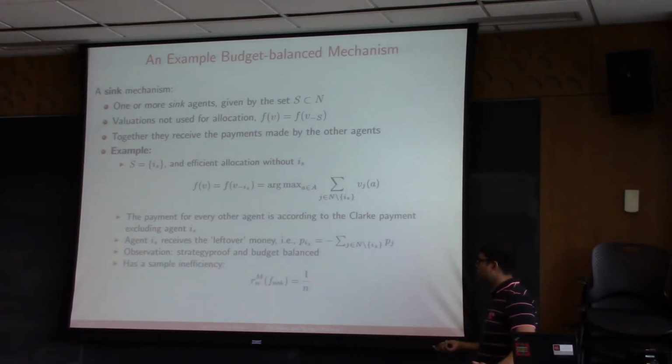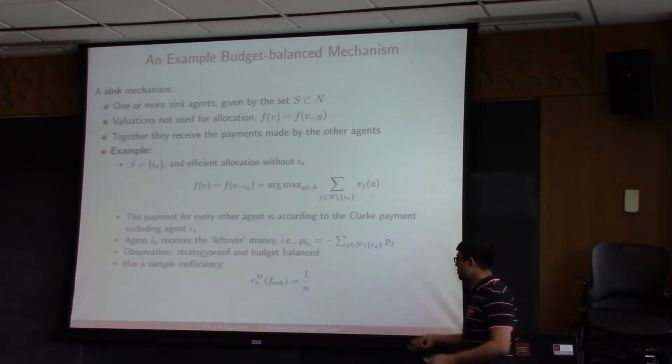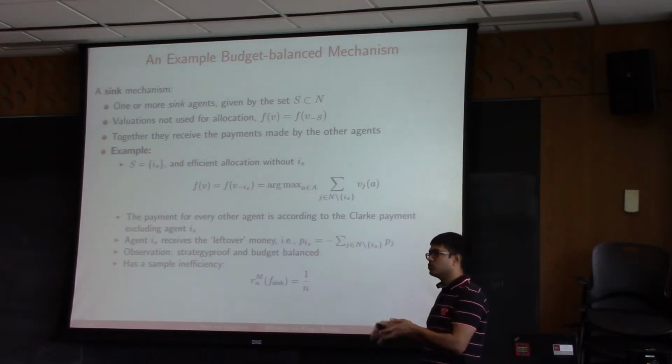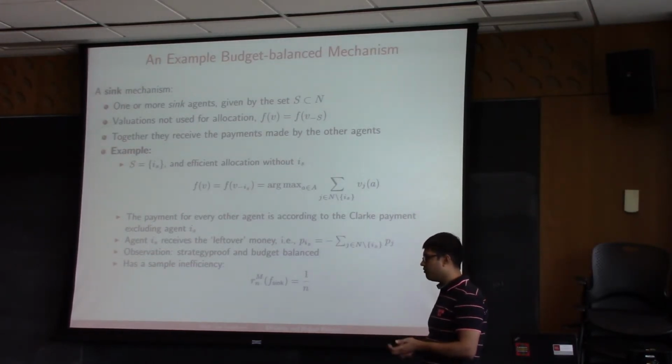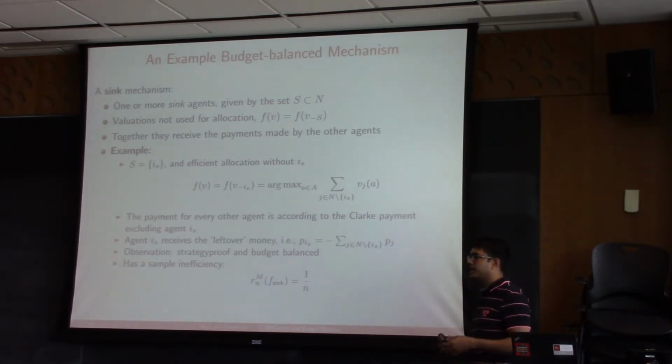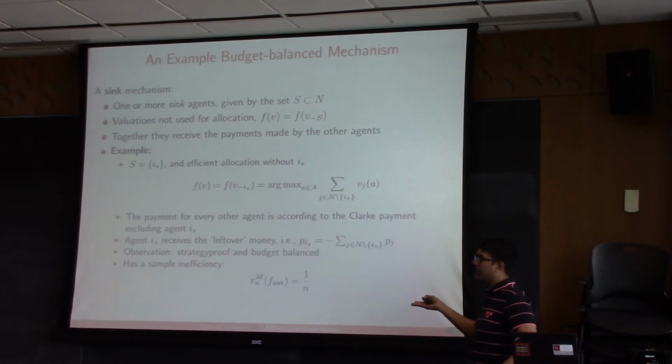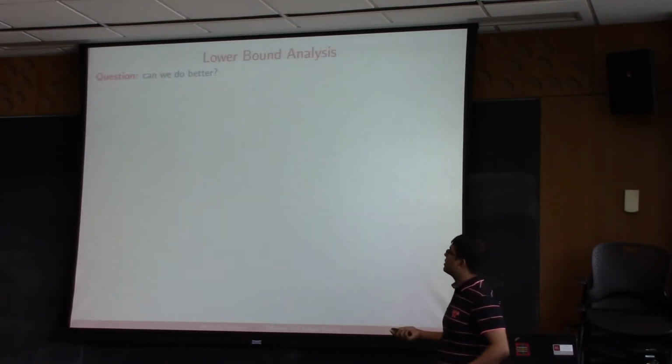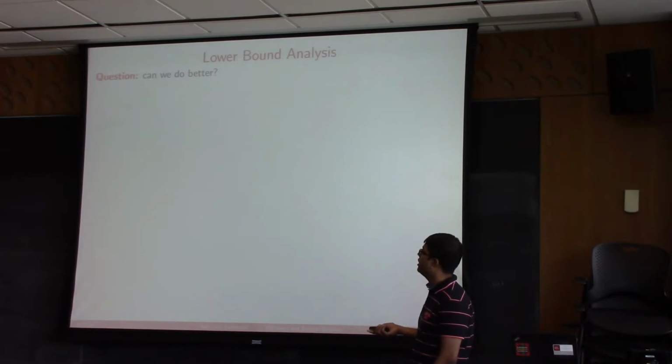And you can compute that it has a sample inefficiency, which is 1 by n. So the good news is the inefficiency goes down. So the original result by Green and Laffont says that you cannot satisfy them together. Well, you cannot do it exactly, but as you have a large number of agents, the inefficiency essentially vanishes. But one can ask, is this the best mechanism that you can have? So that's the question that we are going to address in the next slide.